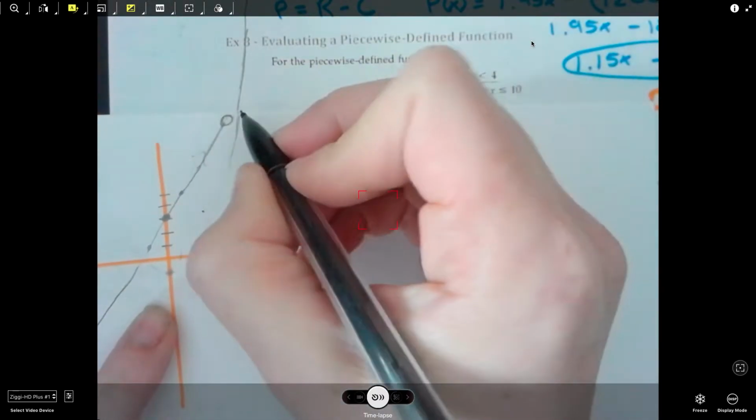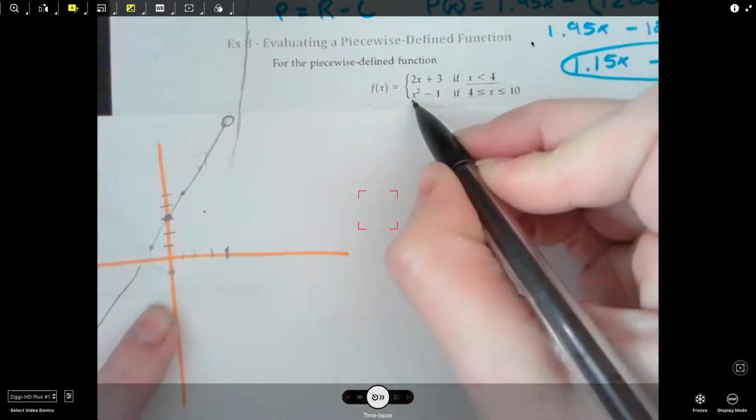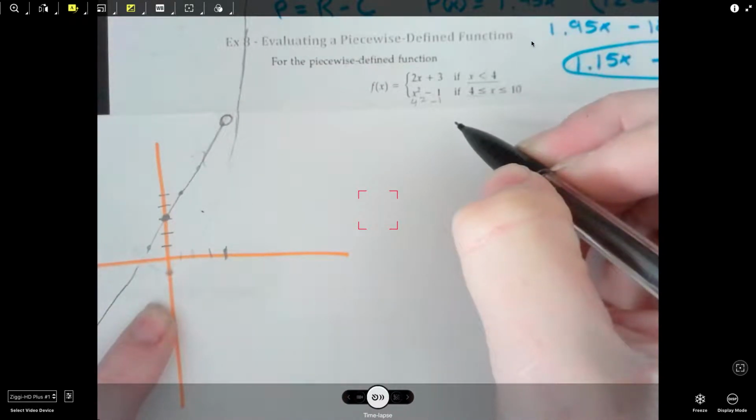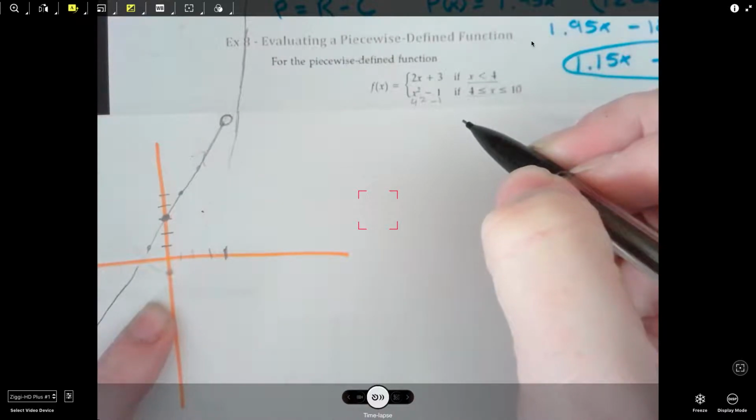Okay? Now, let's see where it actually touches here at 4. If I plug 4 in, 4 squared minus 1, what's that value going to be? 4 squared minus 1. Where is that going to land me?